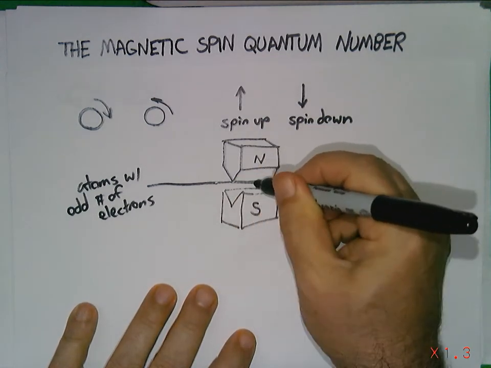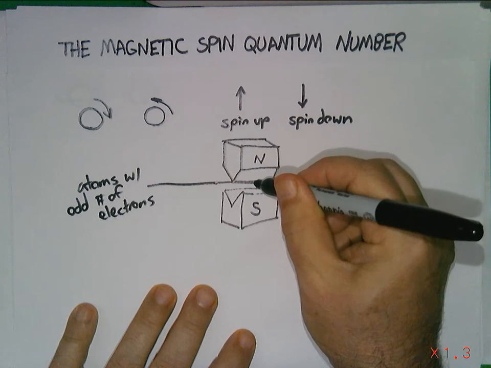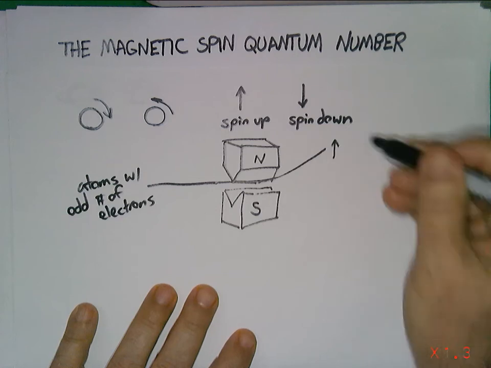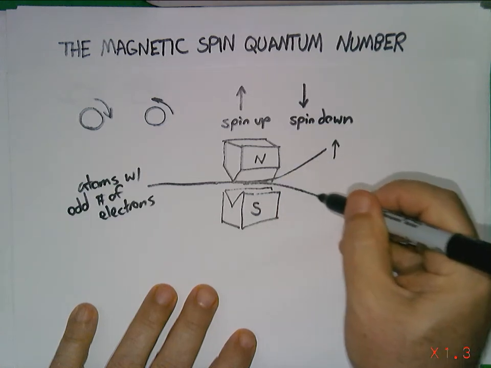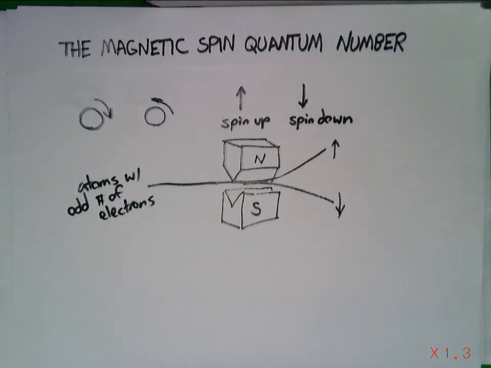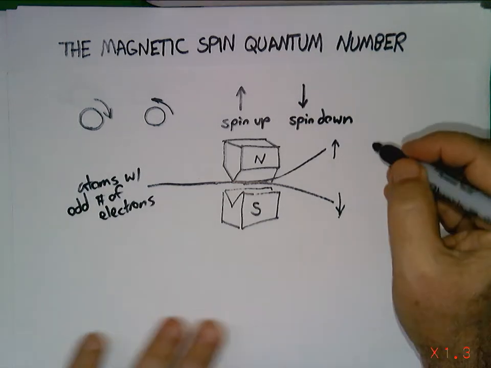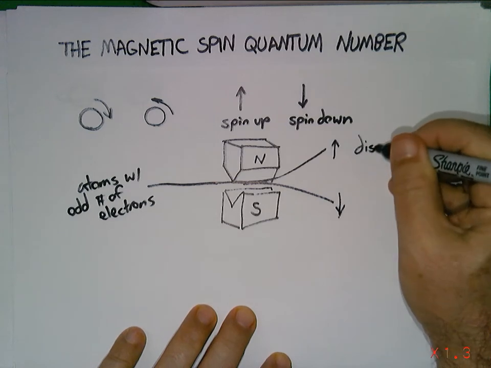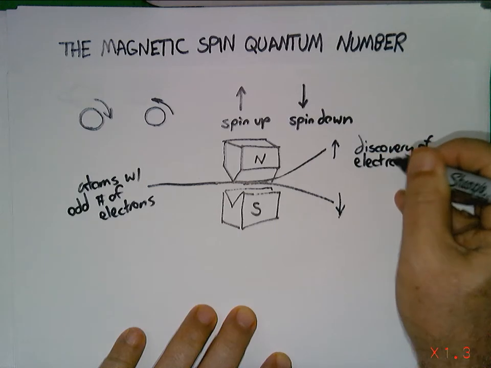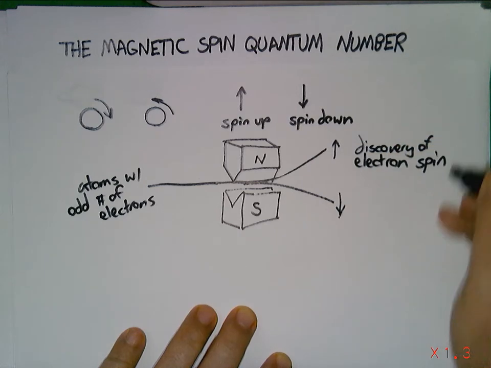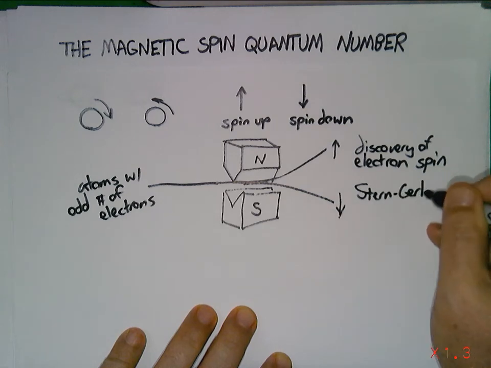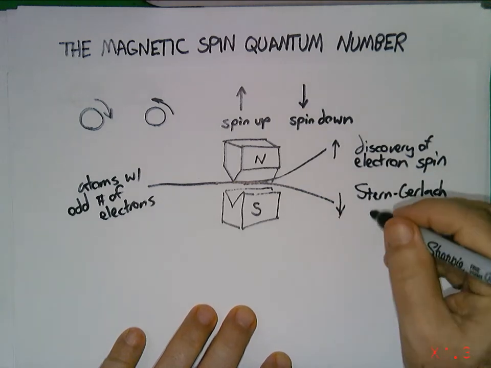As the beam goes through this non-homogeneous magnetic field, the spin-up electrons will veer one way, and the spin-down electrons will veer another way. And you'll get 2 distinct signals out of this. The beam will split in 2. This detection of electron spin, let's say this is the discovery of electron spin, is called the Stern-Gerlach experiment. You may see it referred to this way.